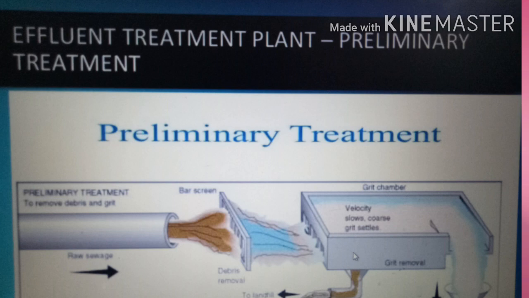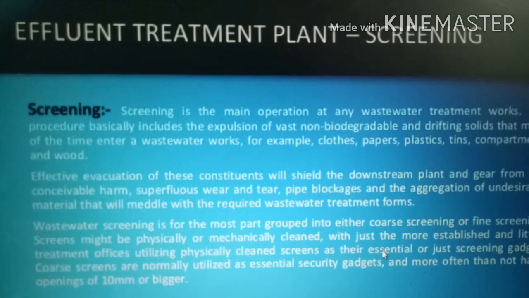So this preliminary treatment is to remove the debris and grit from raw sewage. There is a bar screen for debris removal, and in the grit chamber the velocity slows and coarse grit settles, and after grit removal, it finally goes to landfill.